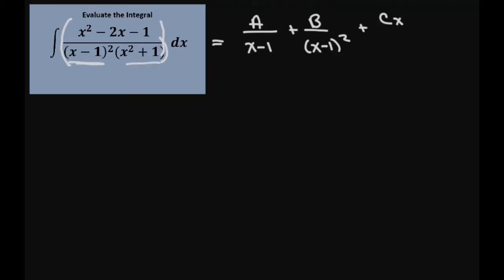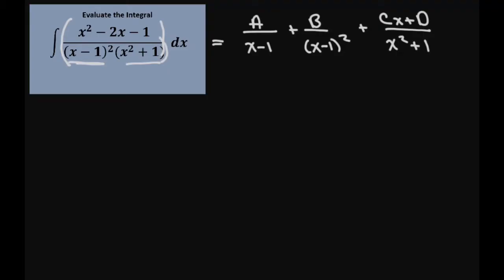So I'm going to write this. I'm just going to look at this piece right here for now, the integrand. And this is going to be A divided by your first linear term plus B divided by the whole term x minus 1 squared. And then for your irreducible quadratic term, we're going to have Cx plus D, if we're putting a linear term over our quadratic term.